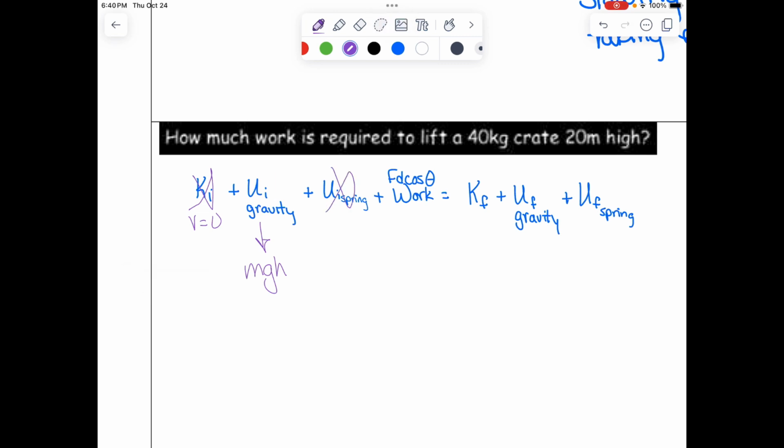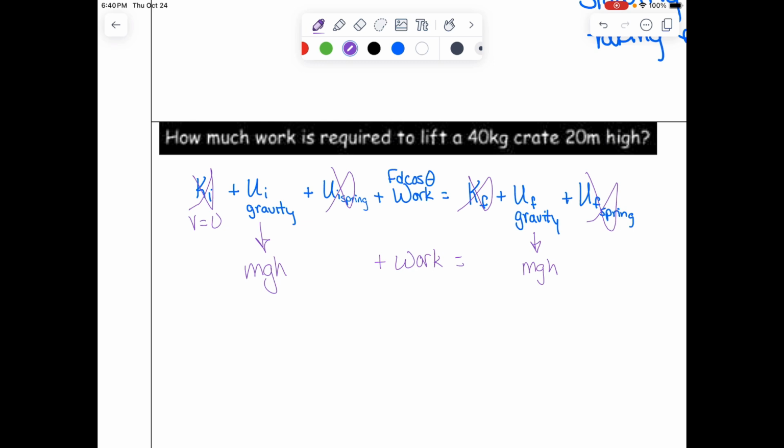No springs, and it does say we're going to be doing some work, right? Yes, we all love that. Now, you're lifting it, and then you stop lifting it, so really no kinetic energy at the end, right? That would zero out, because your velocity would be 0. But we will have some mgh happening here and no spring.